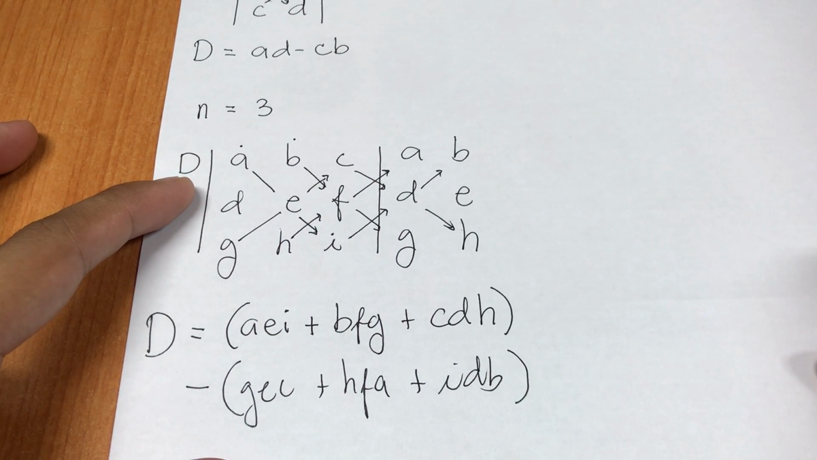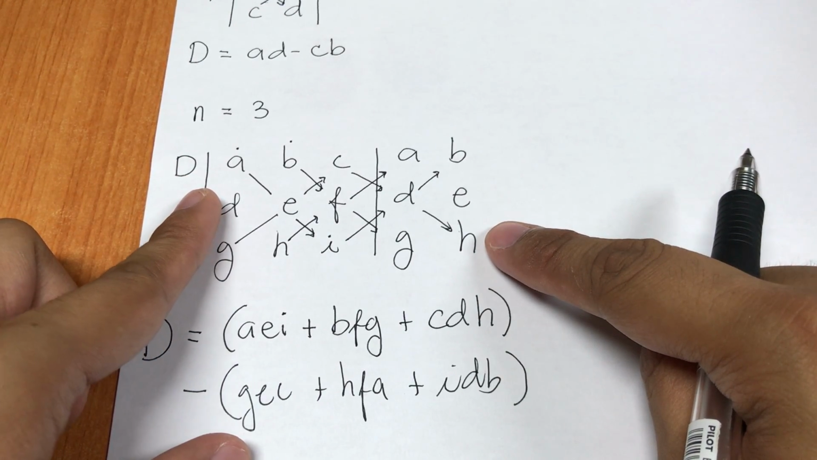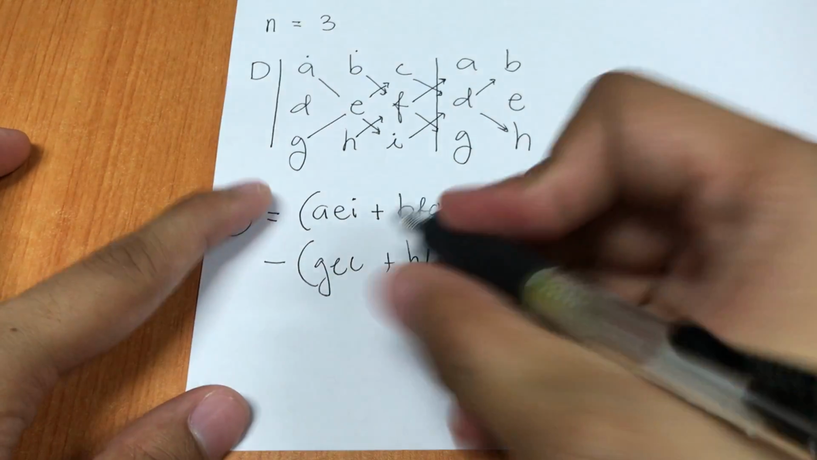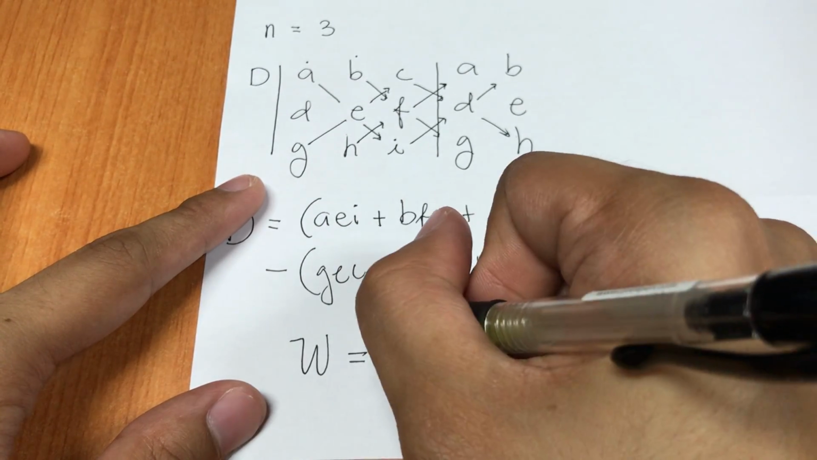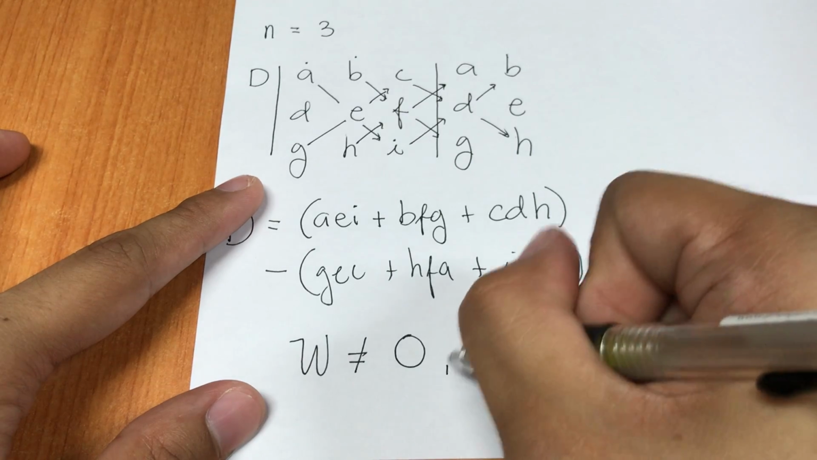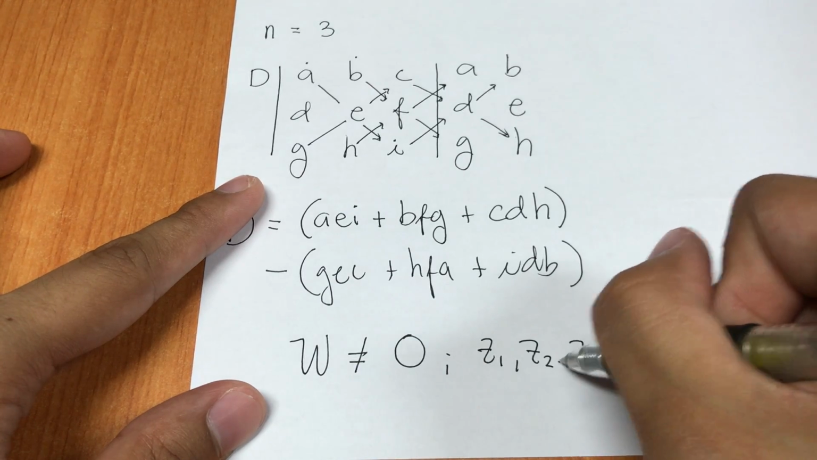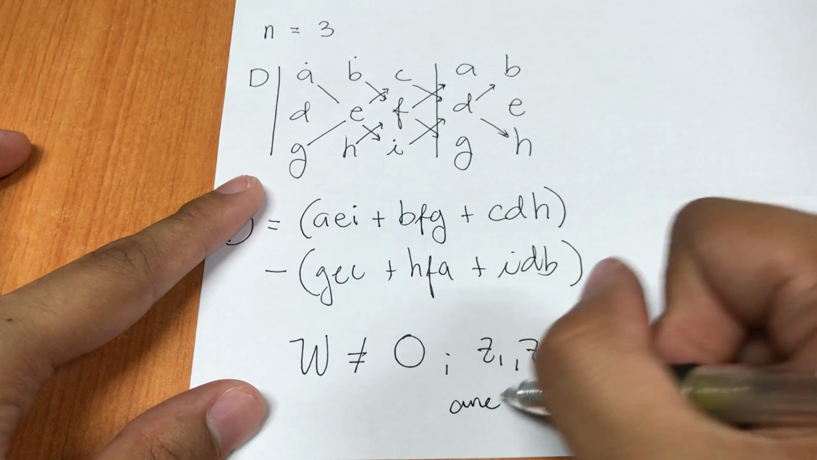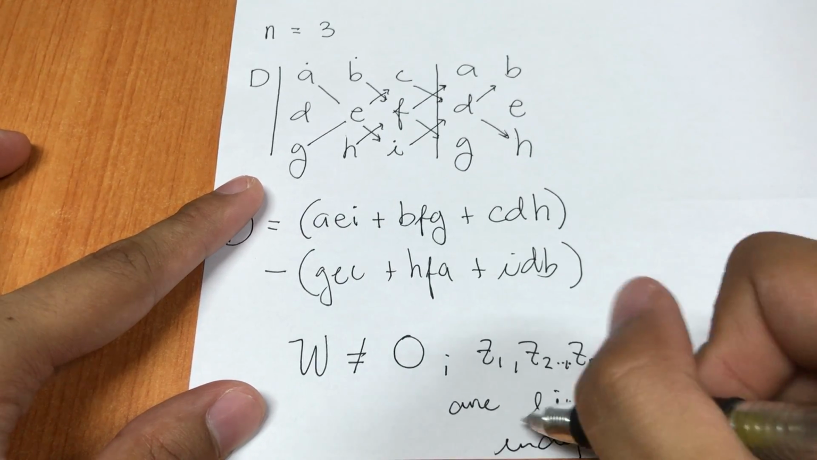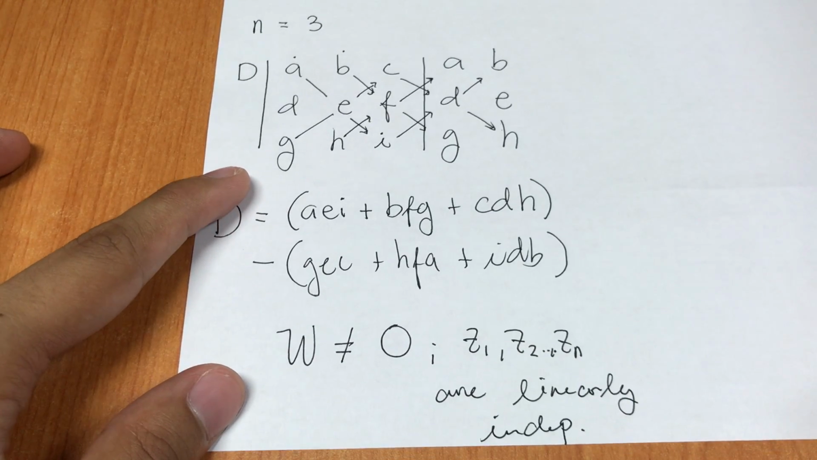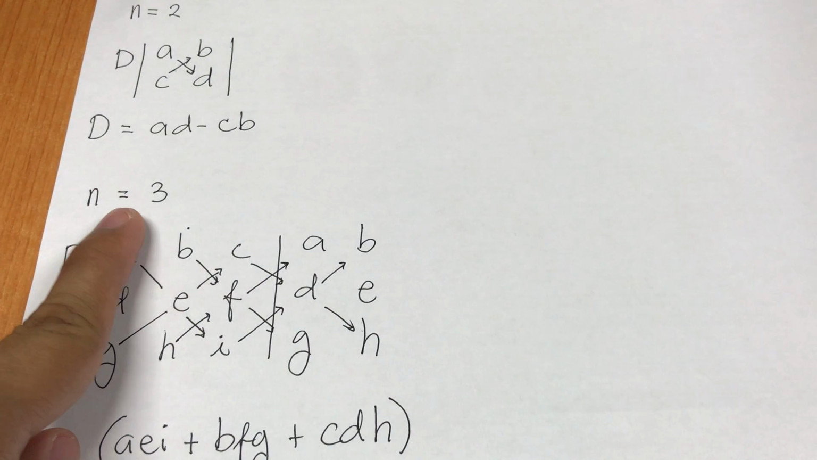And that is also how we solve for the Wronskian, except that these elements are not just constants, but could be functions. Okay? So, I'm just reviewing here. If the Wronskian is not equal to 0, then the functions z1, z2, zn are linearly independent. Okay? So, that's for n is equal to 3.